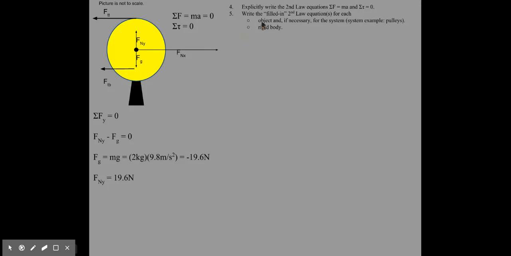Let's explicitly write out Newton's second law in the horizontal and vertical and the rotational Newton's second law equations. So there they are. The sum of the forces equals mass times acceleration. Again, because nothing's moving, that equals 0. And we should always say that the sum of the torques also equals 0. So let's first start off with the vertical. The sum of the forces in the vertical should equal 0. And our two vertical forces are the vertical component of the normal force and the force due to gravity. They add up to 0.